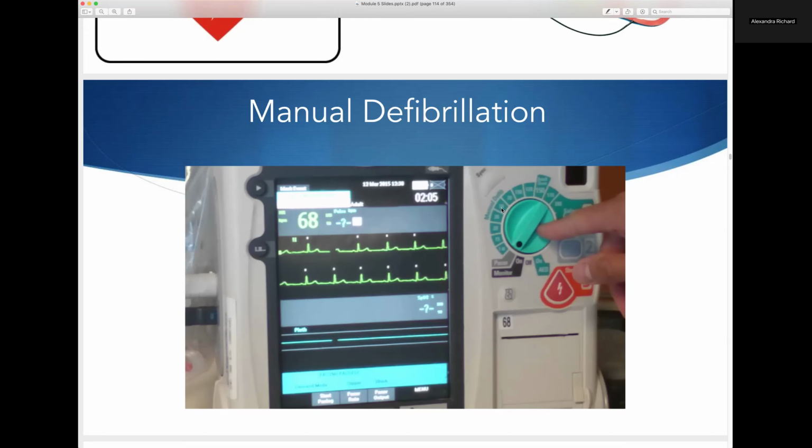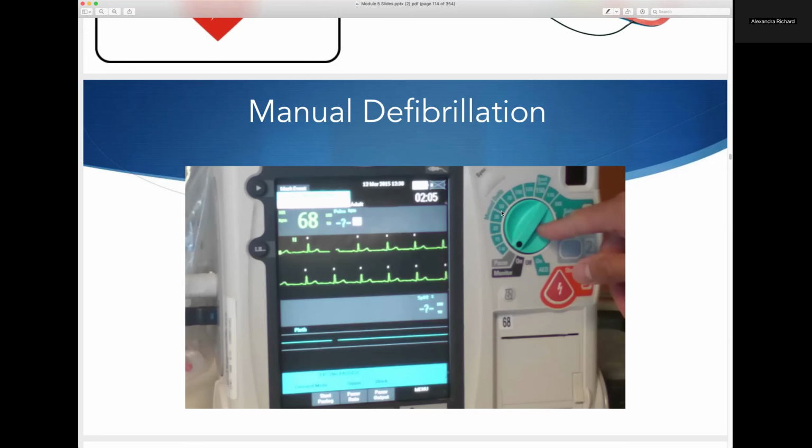You turn the dial here to charge for the joules. Here is the sync mode. If you press that, these arrows are going to show up on the R of the QRS complex so that if you have to cardiovert the patient, you can cardiovert them. So you see how the line is moving here? It's making the new EKG. So as the line is moving, when it gets to here, and as it gets here to the Q, you give the shock right on the R. Okay, so that would be synchronized cardioversion.